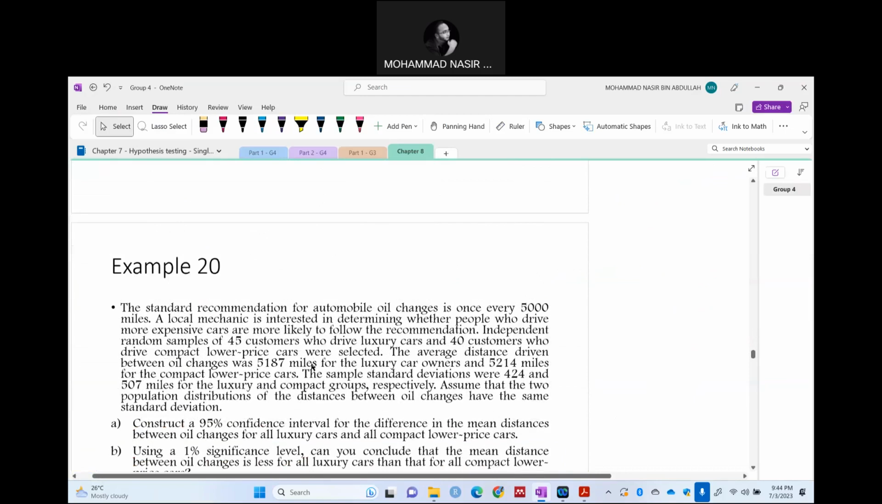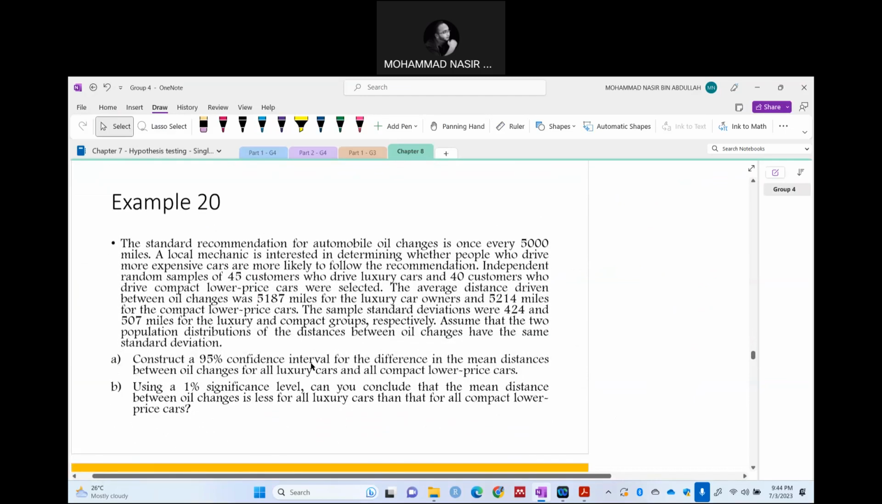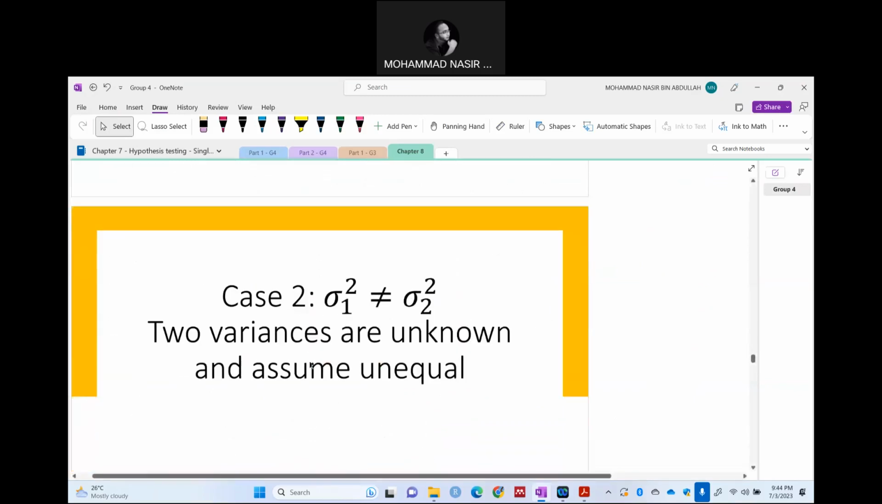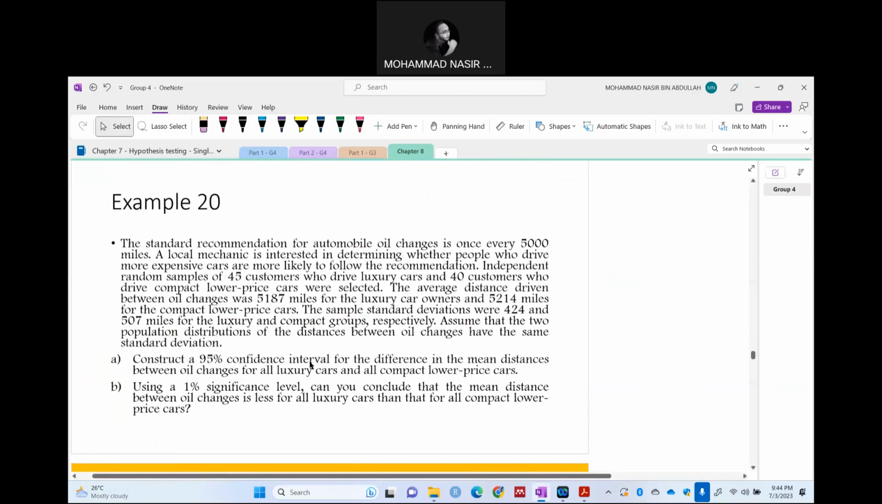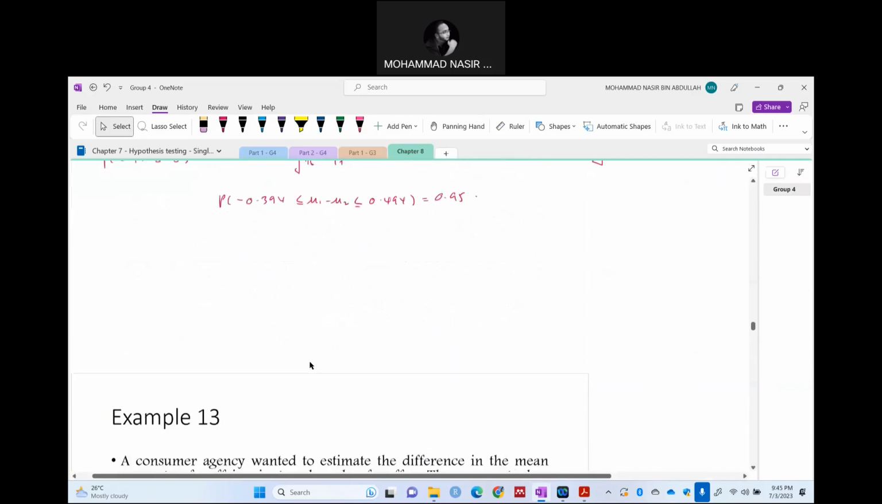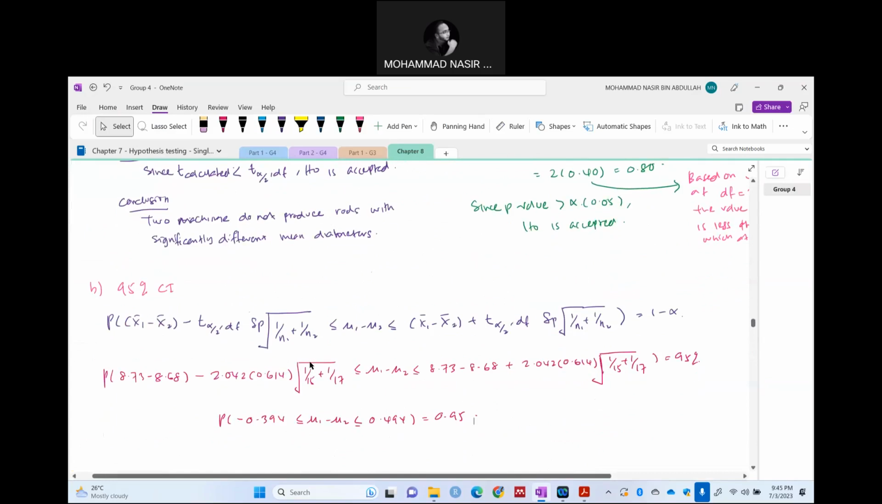Right. Or you want me to show? Don't want. If you understand example 11 and 12, I think you can do the rest. Right? Okay. Any question? No question? Yes. Example 12. Okay.